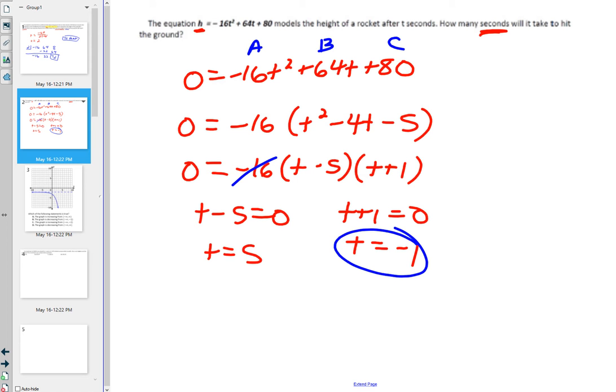No, not unless you're in Avengers Endgame. You cannot travel through time. So the only valid response here is 5. So it's going to take you 5 seconds. On the Google formula, put 5 seconds.